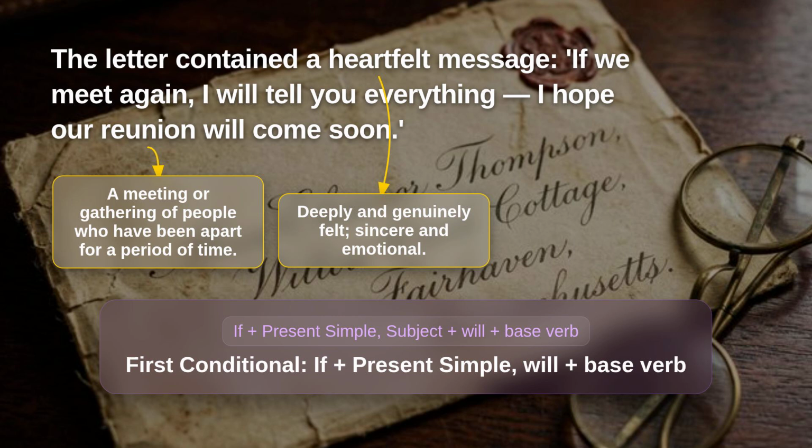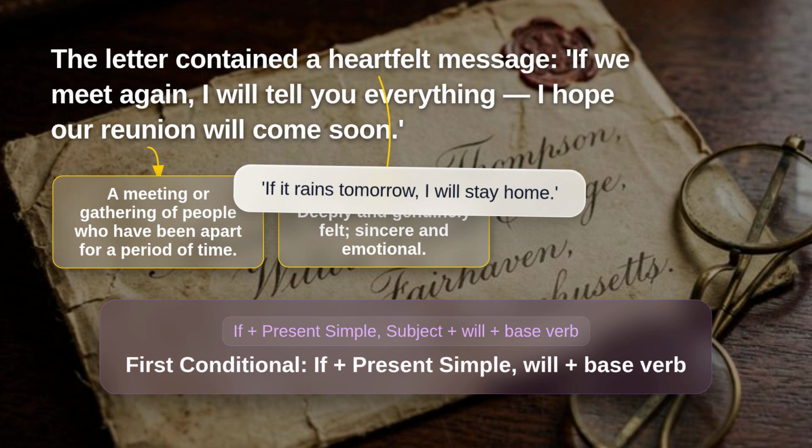Why? Because if already tells us this is about a possible future. Adding will would be redundant. English avoids doubling up on future markers. Can you make your own first conditional? How about, if it rains tomorrow, I will stay home. Did you get it? Excellent.